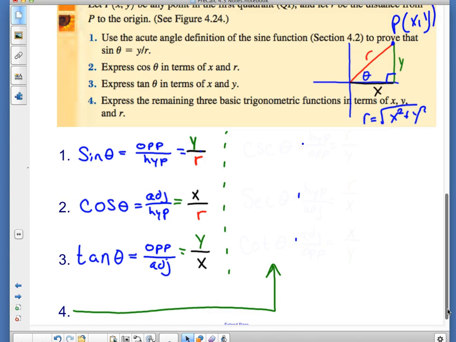Okay. Now, in question 3, they talked, 2 and 3 we covered. In 4, express the remaining 3 basic trig functions in terms of x, y, and r. Well, I have cosecant. What's going to be cosecant? The flip, right? Cosecant is 1 over sine, so it should be r over y. Okay. The secant, which is 1 over cosine, should be r over x.